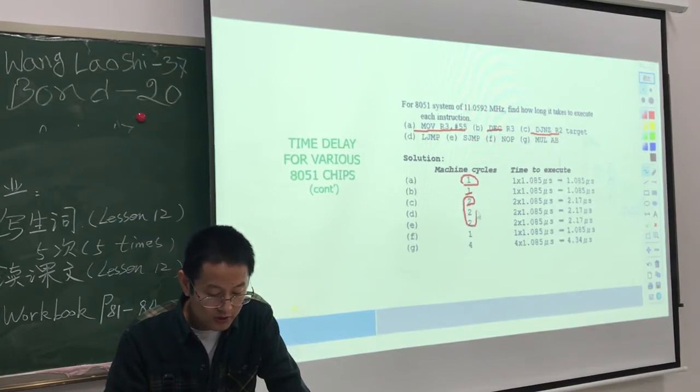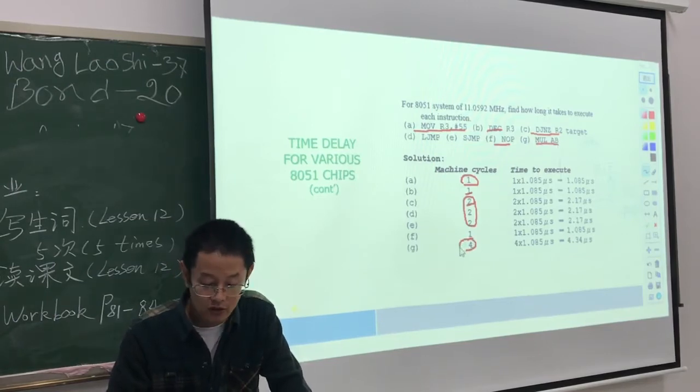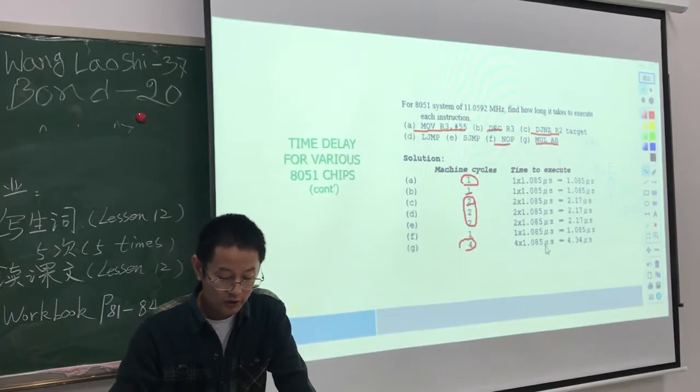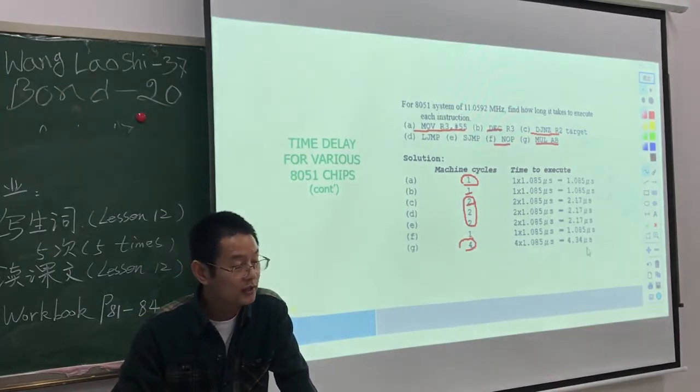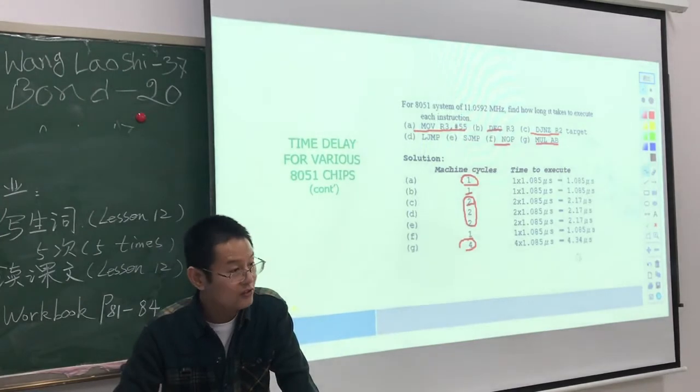This is two machine cycles. DJNZ, LJMP, SJMP, LJMP also take two machine cycles. NOP is one machine cycle. MUL AB takes four machine cycles. So you can know how long the instruction spends.